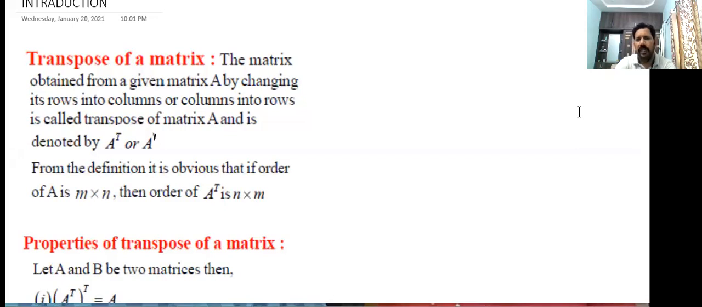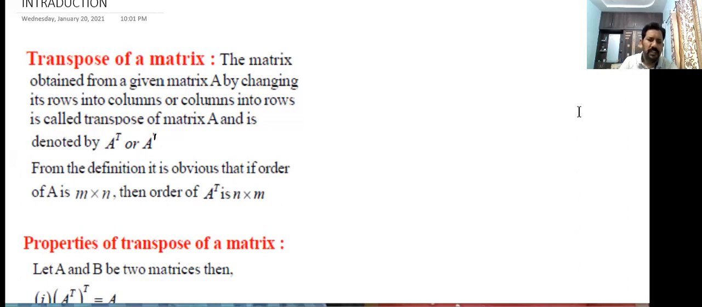In previous classes, we completed concepts up to multiplication of two matrices, and those related problems were also completed in level 1 and level 2. Now I am going to discuss some more concepts: transpose of a matrix, symmetric matrix, skew symmetric matrix and properties, and special types of matrices: idempotent matrix, involutory matrix, nilpotent matrix, orthogonal matrix. Those I want to discuss.